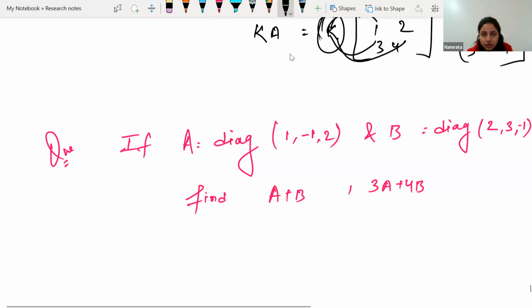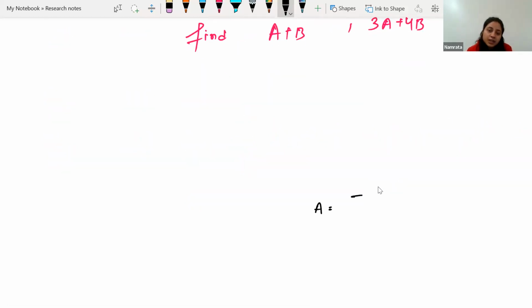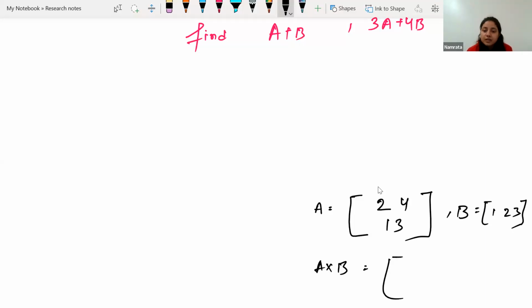One example I want to take before solving this one. Suppose we have a matrix A which is 2, 4, 1, 3, and another matrix B which is 1, 2, 3. Let's find A cross B. Can anyone tell me what will be A cross B? It's not the correct order. Okay, it's not possible, exactly. Whenever we have to find A cross B, then this one and this one have to be the same. Then and only then can we do the multiplication. The multiplication will be possible only when these two highlighted numbers in the order are the same. Otherwise the multiplication will not be possible.